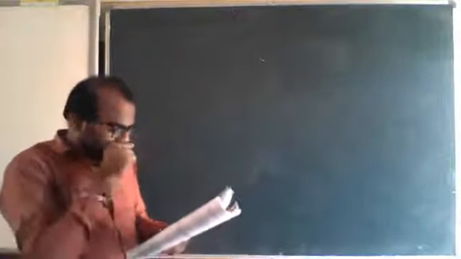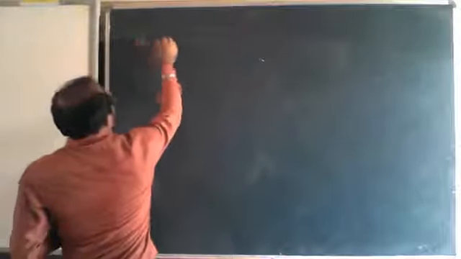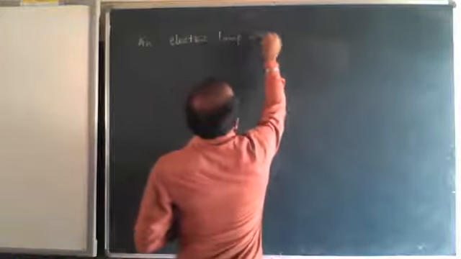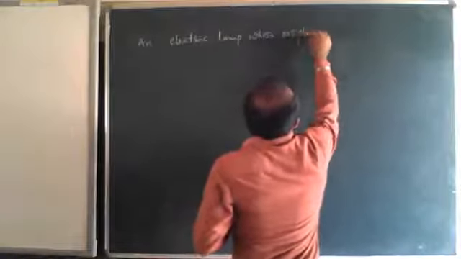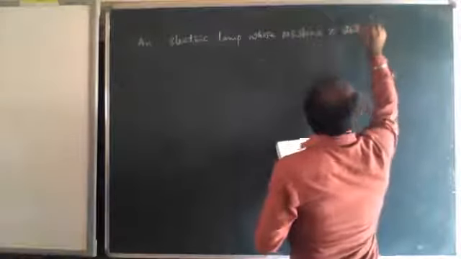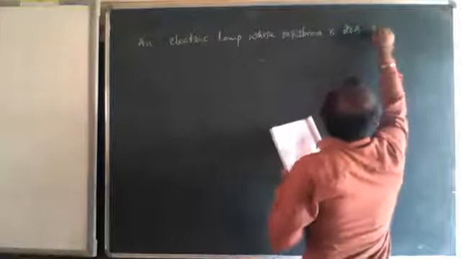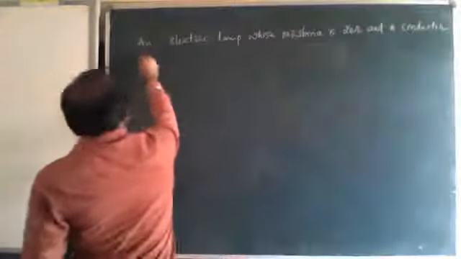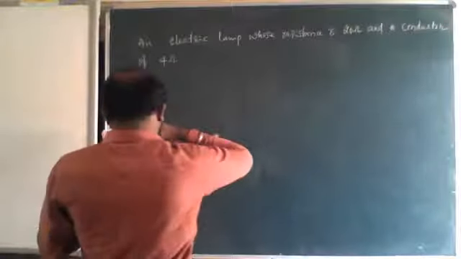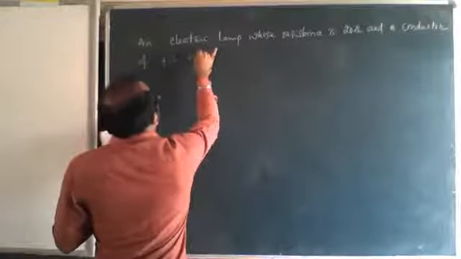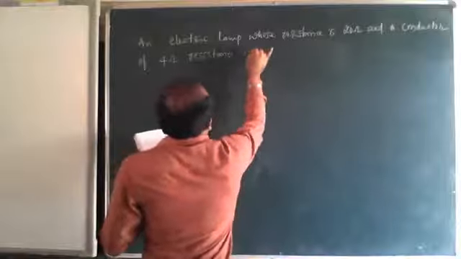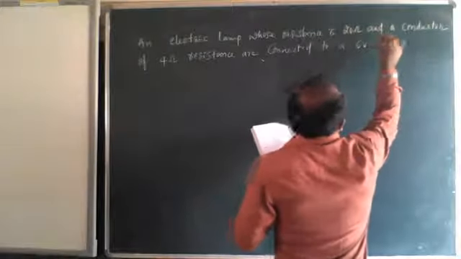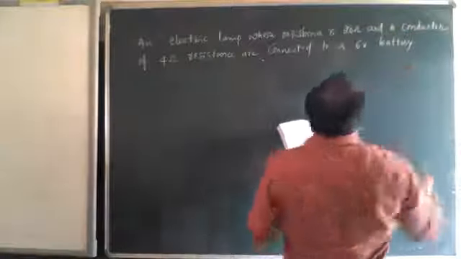The problem says: an electric lamp whose resistance is 20 ohm, and a conductor of 4 ohm resistance are connected to a 6 volt battery.